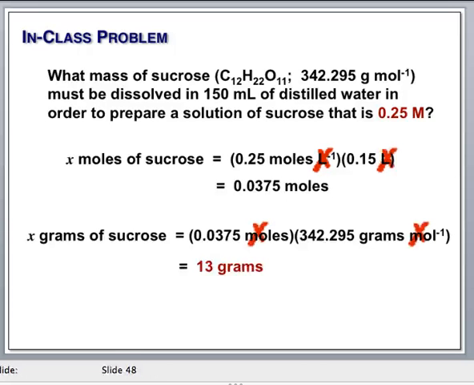So another way to say this is if we took 13 grams of sugar in 150 mils, that's a 0.25 molar solution. Same simple equation, we're just going to rearrange it in different ways.